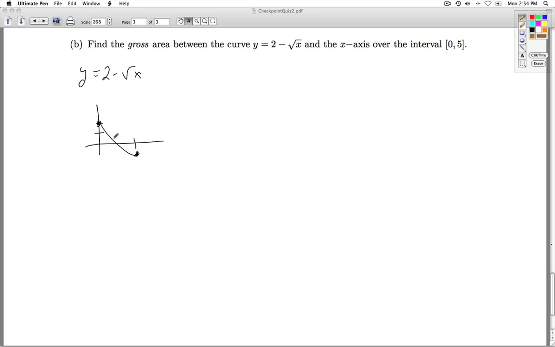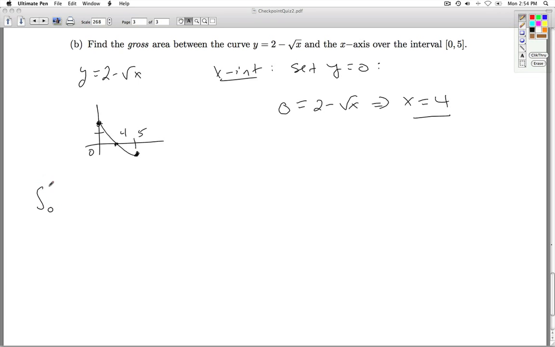And that's the big question. Where does it cross the x-axis? So I need to find the x-intercept. To find the x-intercept, I set my y equal to 0. 0 is 2 minus radical x. You go through the algebra, you get x is equal to 4. So what I need to do is break up the integral. I can go from 0 to 4, find that answer, go from 4 to 5, take the opposite of that answer, and then add them up.